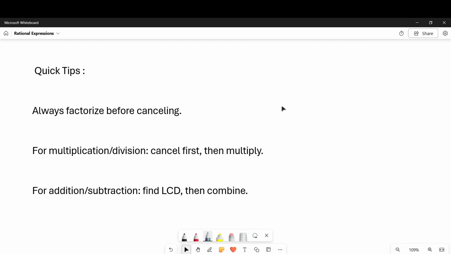For addition and subtraction, find the LCD, then combine. You need to find the least common denominator and combine. Make sure both denominators are the same. Then only can you add or subtract the numerators directly. Keep in mind, whenever you have addition or subtraction of rational expressions, you must make both denominators the same or equal. Then only can you go for addition and subtraction. So these are the 3 tips you must keep in mind.